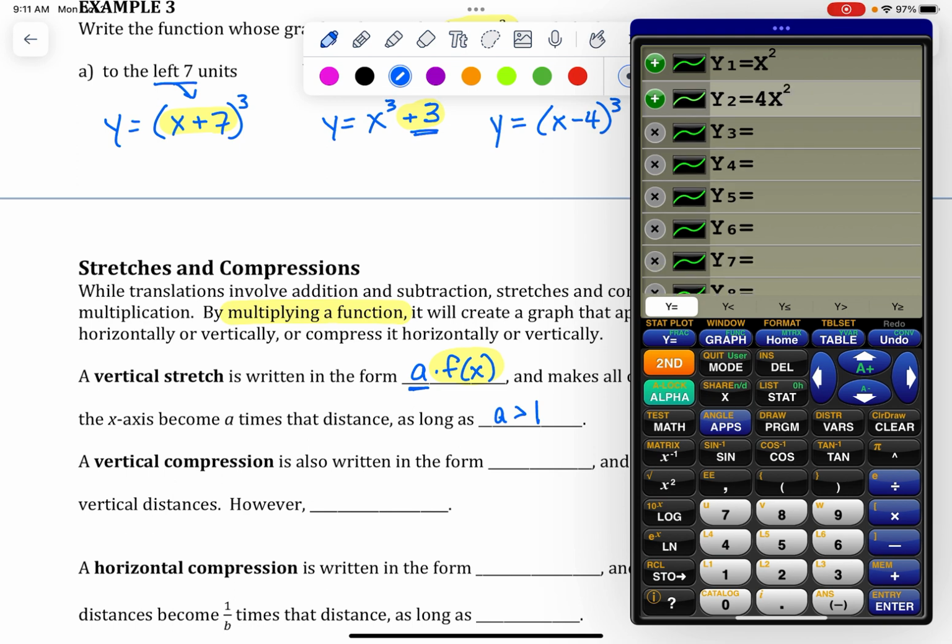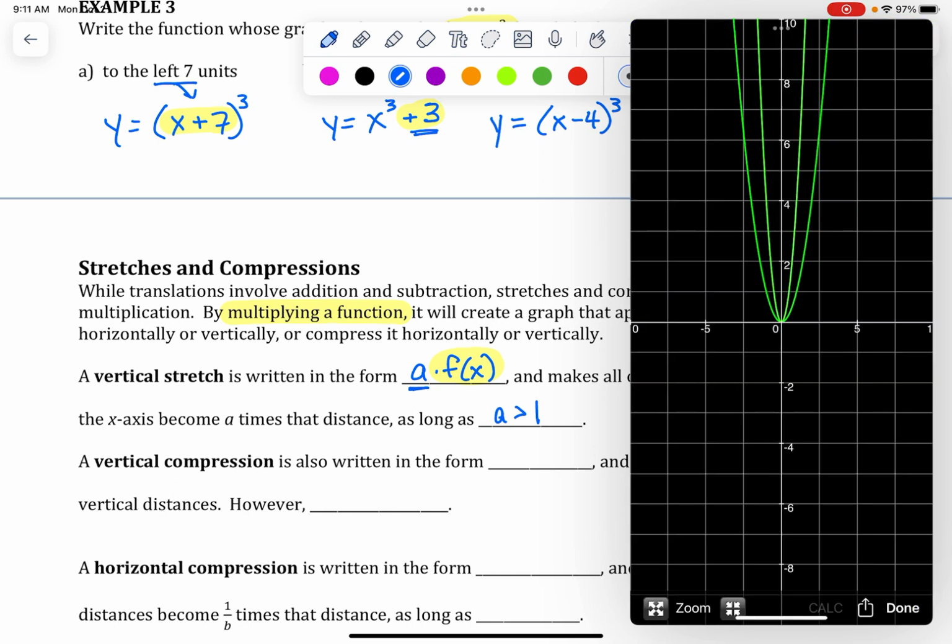Let's see if I can graph both of these. And you can see the 4x squared is the more narrow of the two graphs, right? It's going to stretch it vertically. So it's almost like you're taking the top of the parabola and stretching it up. And you can see this on your calculator as well.